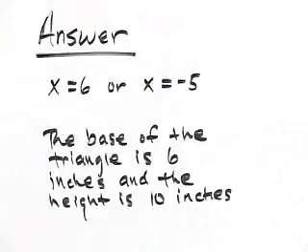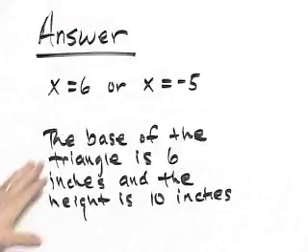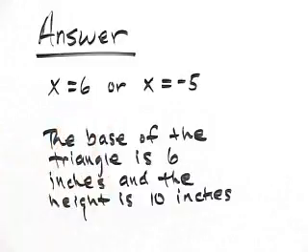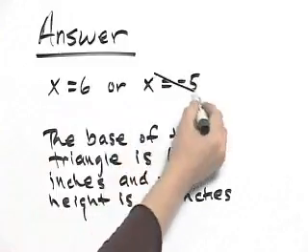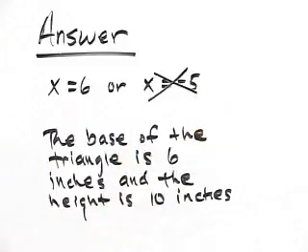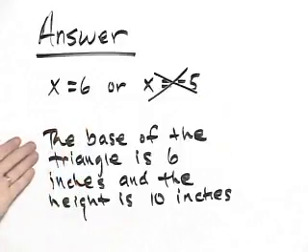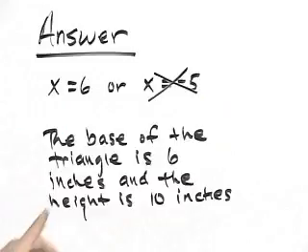The third step to this problem is to answer the question. We got x equals 6 or x equals -5, and remember that x represented the base of the triangle. So therefore, the length of something cannot be a negative, so we know that x has to equal 6. So the answer to the problem is the base of the triangle is 6 inches, and the height is 10 inches.